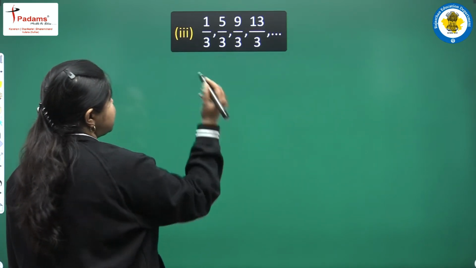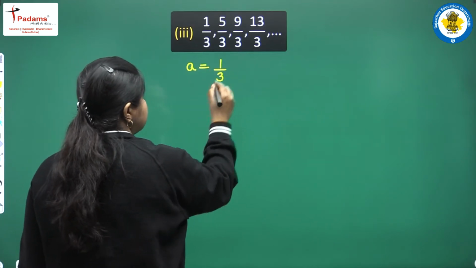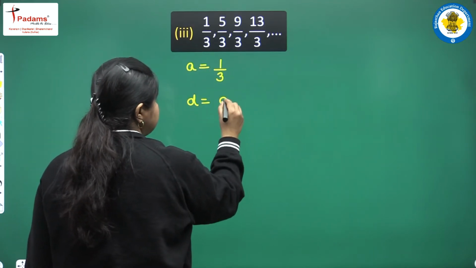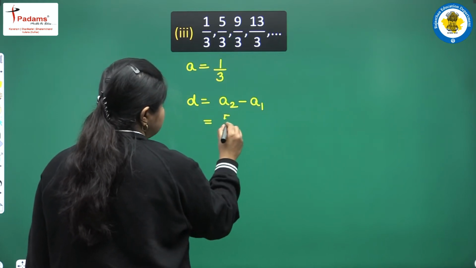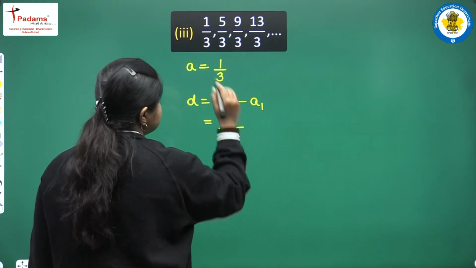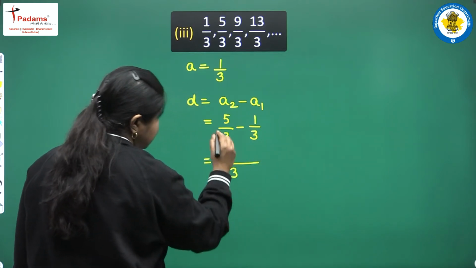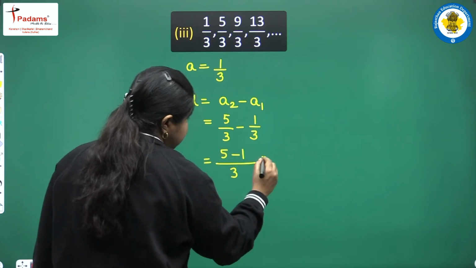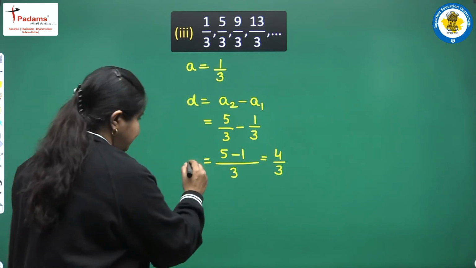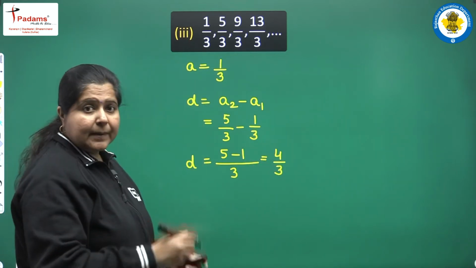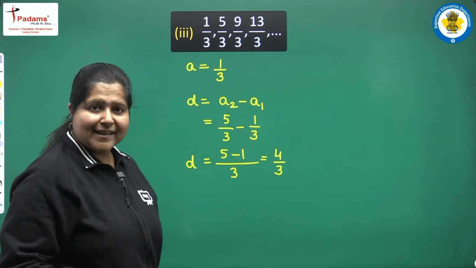Then this is the list of numbers. First term a is 1 by 3, and the common difference d will be given by a2 minus a1. Your second term is 5 by 3 minus the first term which is 1 by 3. Take 3 as the LCM, 5 minus 1. This is equal to 4 upon 3, and this is the common difference d. This means we can add 4 by 3 repeatedly to find the next terms.